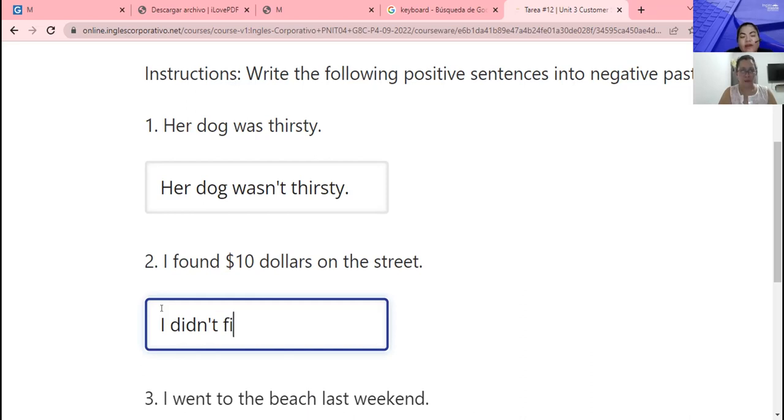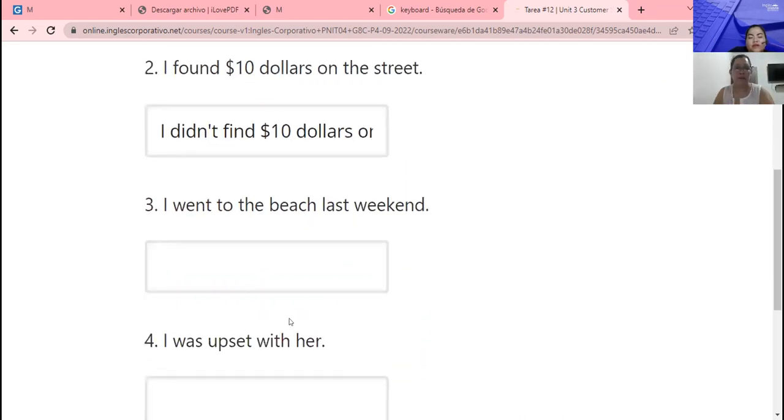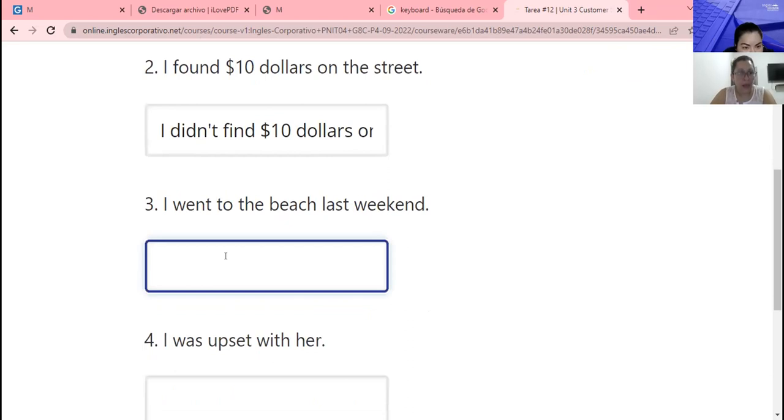Find. Very good. I didn't find $10 on the street. Okay, I didn't find $10 on the street. Number three.